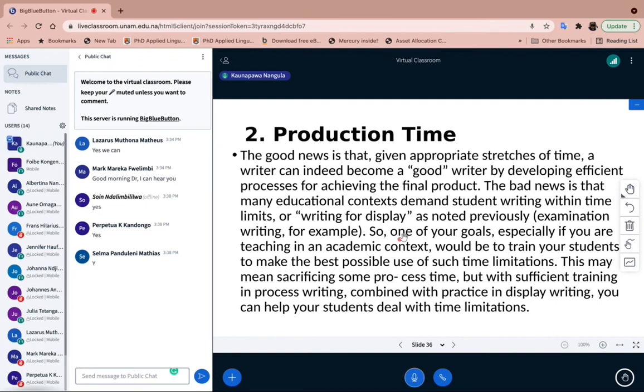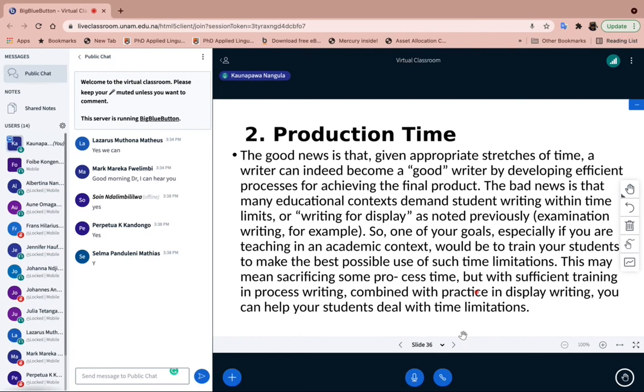And then we'll see in the syllabus too that we are encouraged to do both, the process writing as well as the product writing. And the product writing, I feel like you are very familiar with it. One of our goals as teachers is to train our students to make the best possible use of such time limitation, and this may mean sacrificing some process time, but with sufficient training in process writing, combined with practice of display writing, the learners can get used to it.